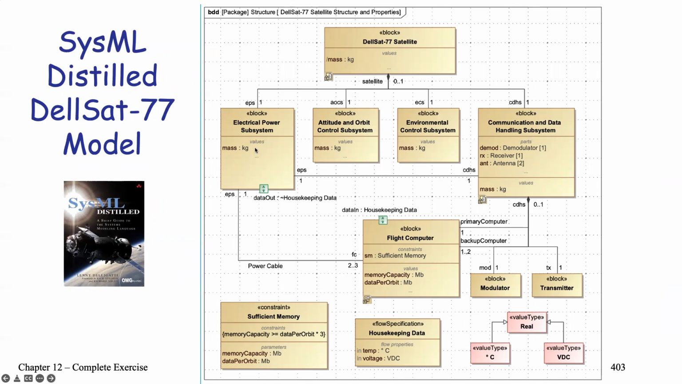Then you can see the various subsystem elements within that satellite: power, attitude control, environmental control, communication and data handling. There's a flight computer and other resources that are here. And there's a relationship between each of these various elements that we're seeing. And then for each of these blocks, you can have, say, that there's parts. So this would be some of the values that you would have associated with each of these blocks. So we're seeing an example of that in the communication and data handling.